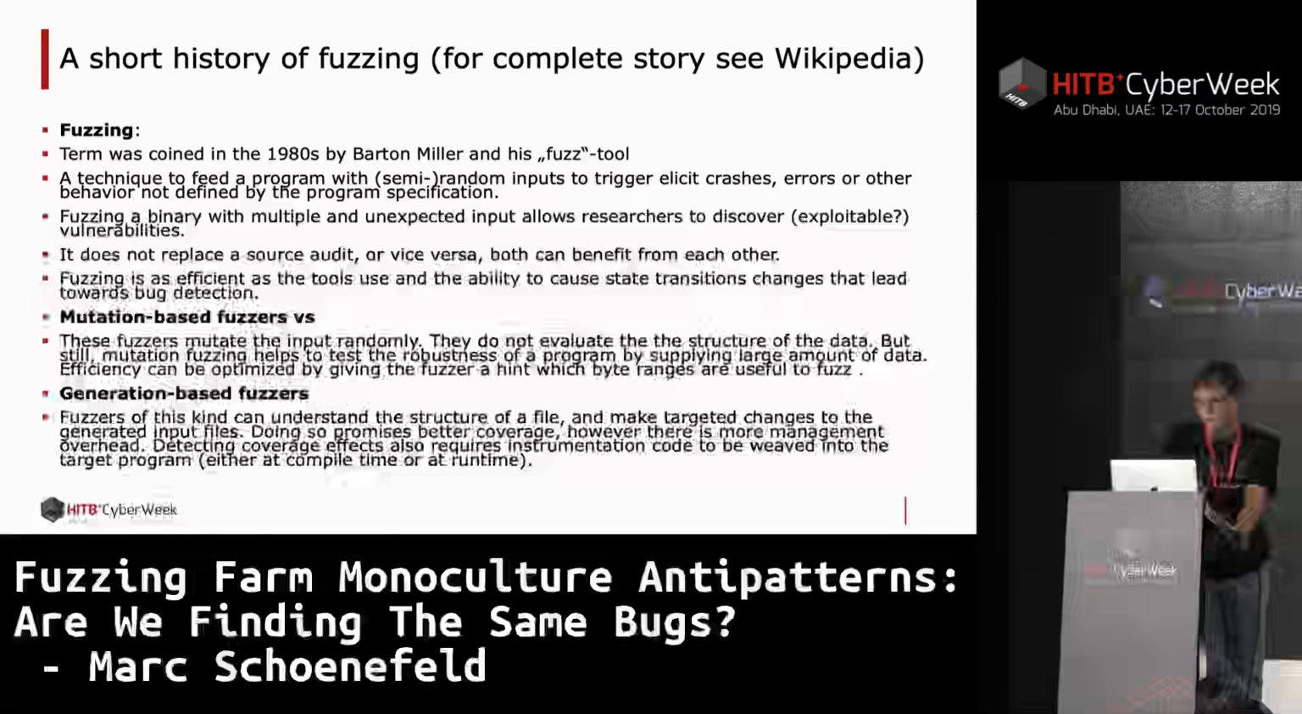Generation-based fuzzers are tools that know how the structure of a file or a protocol is made up, and you can make targeted changes from the outset. Doing so promises better coverage. However, there's more management overhead with it, because you need to know the setup with a grammar file, or with Peach you have PIT files. And detecting coverage also requires instrumentation to be woven into the target program. That could be done at compile time or at runtime, for example with the QEMU mode of AFL.